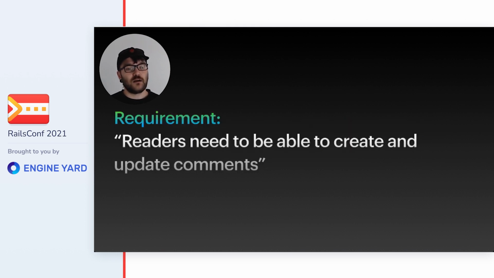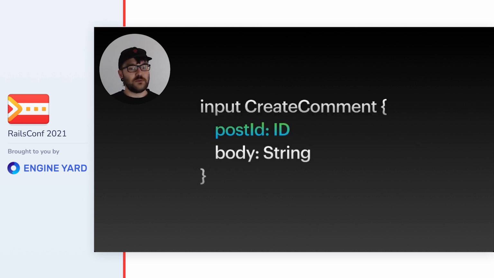Let's look at an example. Let's say again, our product manager says that we need to enable our readers to create and update comments. Now, we build out an input that's called create comment that defines two fields that our clients can send when they want to create a comment. They send a post ID and they send the body.